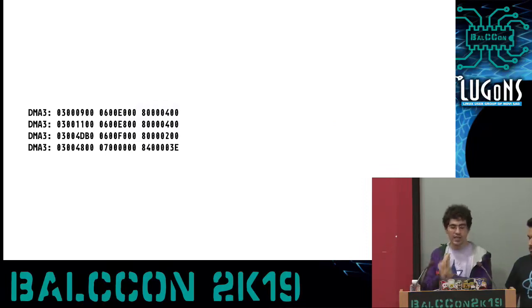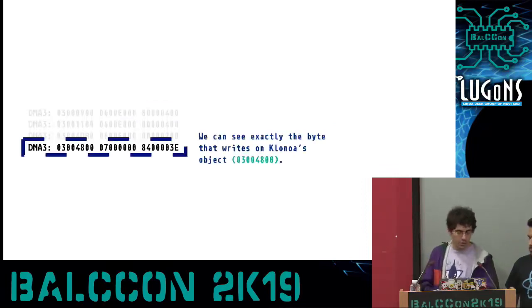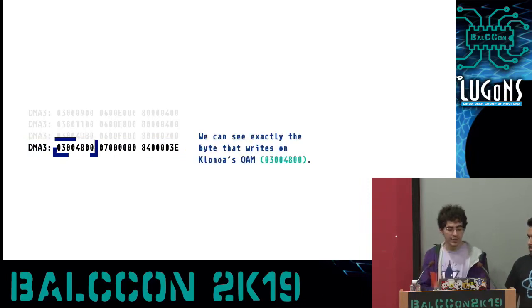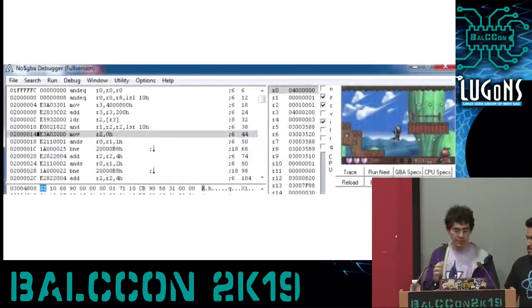Reading again the GBA logs on No$GBA, we can see exactly the byte that writes on Clonoa's object. The bytes from this address are copied to Clonoa's object, and the value on the object that defines the Y position is the first. So we need to track the changes on these bytes, 03004800. A very simple and useful test that I made to check if I'm going the correct way was to change this byte and run a frame.